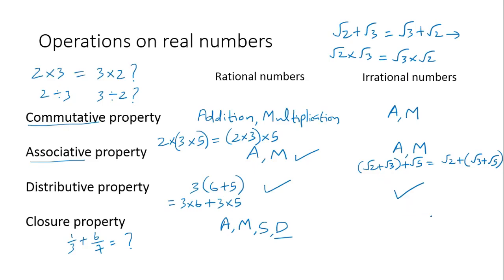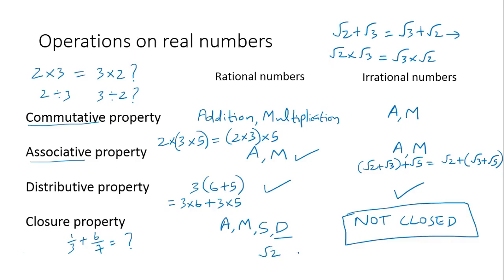So the big difference comes in closure property. So for closure property of irrational numbers, you can say that irrational numbers are not closed under addition, subtraction, multiplication, or division. Let's take a couple of examples to see why they are not closed. So let's try adding two irrational numbers, root 2 and minus root 2. So if you add root 2 and minus root 2, you will get 0, which is not an irrational number. So 0 is a rational number. So you can say that irrational numbers are not closed under addition.